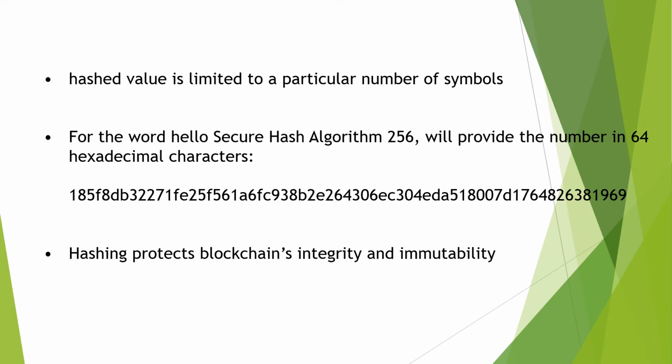As it was already said, the number of symbols in the hashed value is always the same. For example, if we use the secure hash algorithm 256, the word hello and the 1000 word story will provide completely different hashes, but they both will be expressed in 64 hexadecimal characters. Bitcoin's blockchain employs hashing quite extensively. All blocks and transactions are hashed, but the data that is hashed is accessible as well as all hashes.